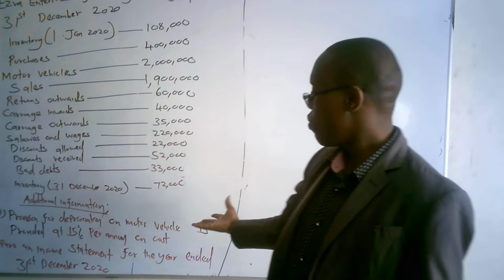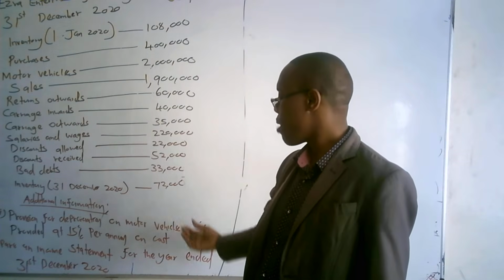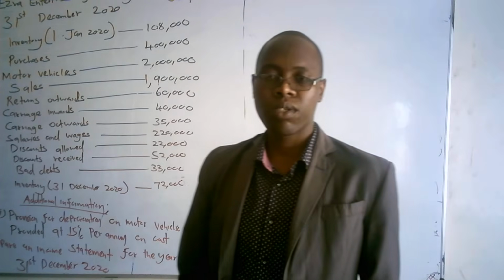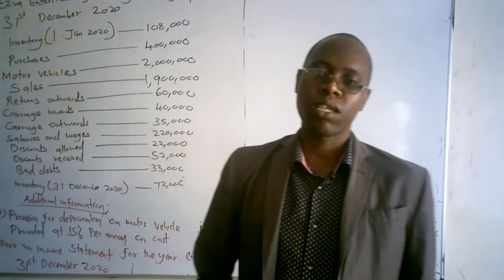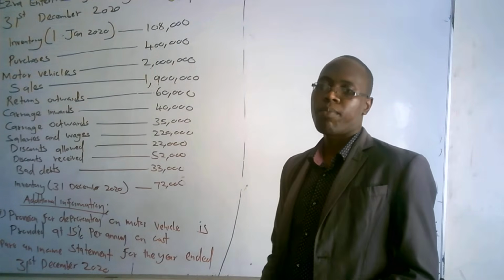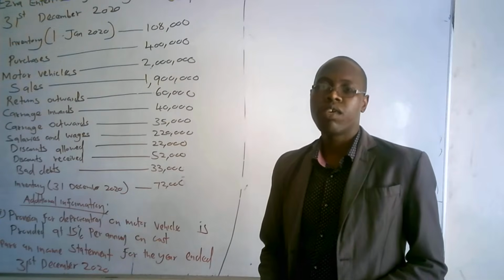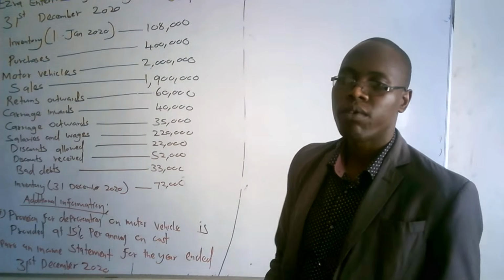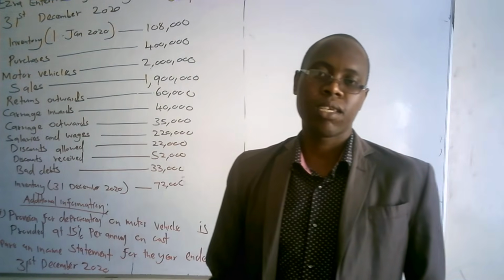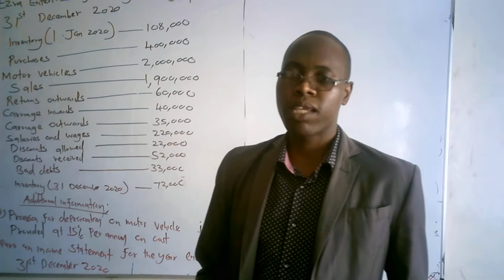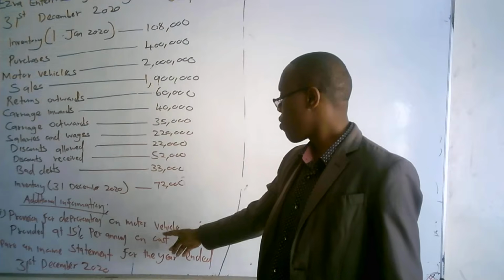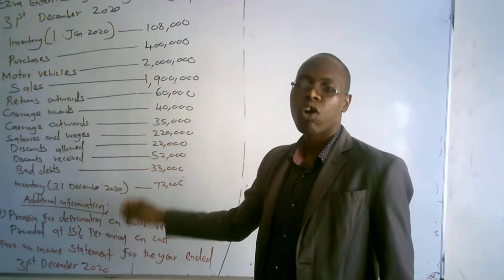So when they use that phrase, 15% per annum on the cost, it basically means that we are going to use the straight line method of calculating depreciation. When you see the words on cost, it's going to be the straight line method. But if it's on net book value, then of course we are going to use the reducing balance method of calculating depreciation. So with the reducing balance method, they would say the provision for depreciation on the motor vehicle is provided at 15% on net book value.